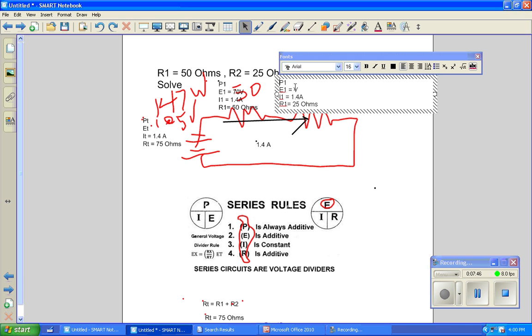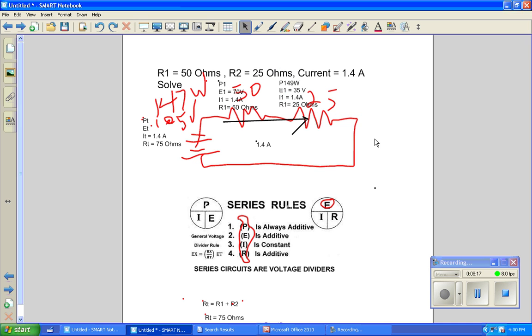So now we're going to go to resistor 2, and this time we have 25 ohms of resistance. We still have 1.4 amps of current flow, so we're going to go 1.4 times 25. We find that we have 35 volts. Now, if we multiply 35 times 1.4 amps, we'll find that we have a mere 49 watts. Very good. 49 watts. Okay. So that's a demonstration on how to use your Pioneer wheel.